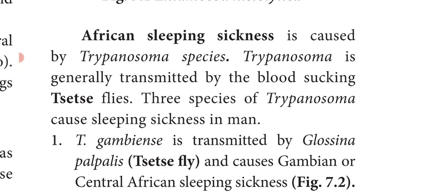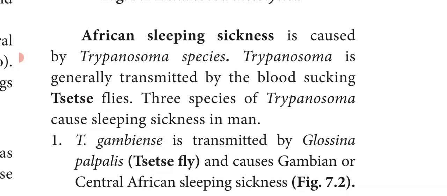A disease which is found in a particular region is called endemic. This disease is caused by Trypanosoma species. The name of the parasite which causes the disease is Trypanosoma species. This Trypanosoma is generally transmitted by the blood-sucking tsetse flies.